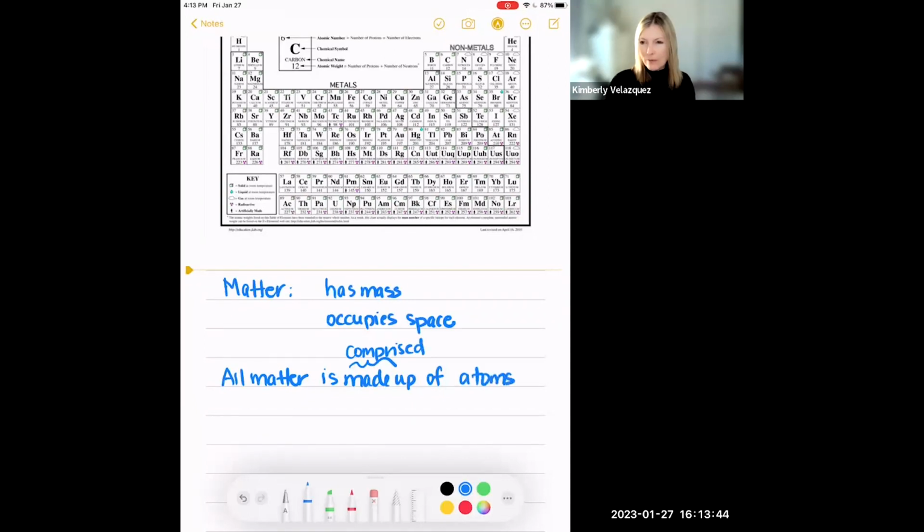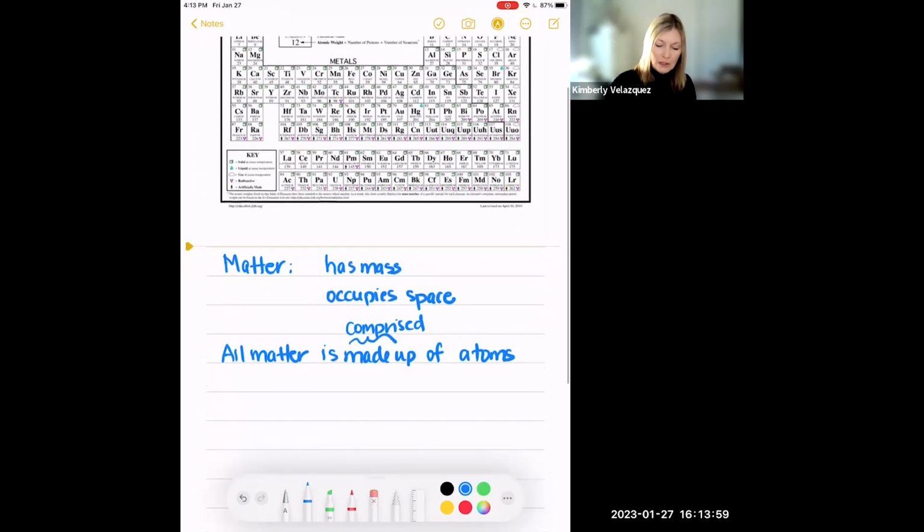And again, an atom is the smallest unit that you can break those elements down to, and it still retains the chemical properties of that element. Anything smaller than that is going to be what we call subatomic particles, and we're going to talk about those today too. So an atom is the smallest unit that retains or keeps all the chemical properties of that element.